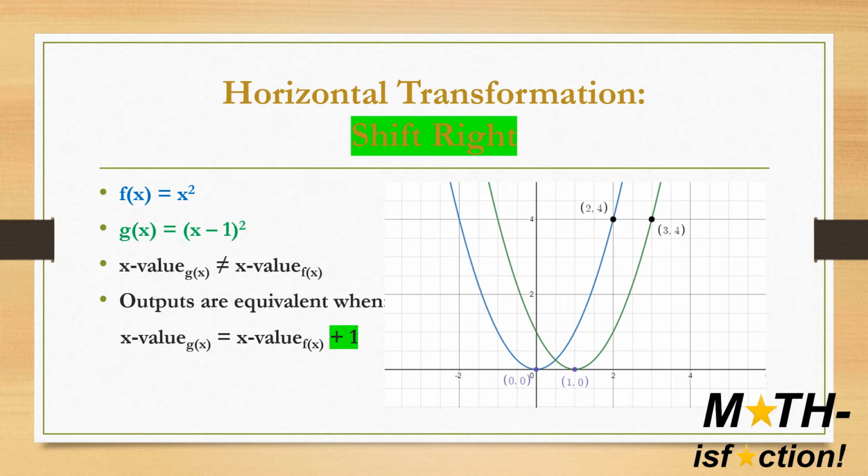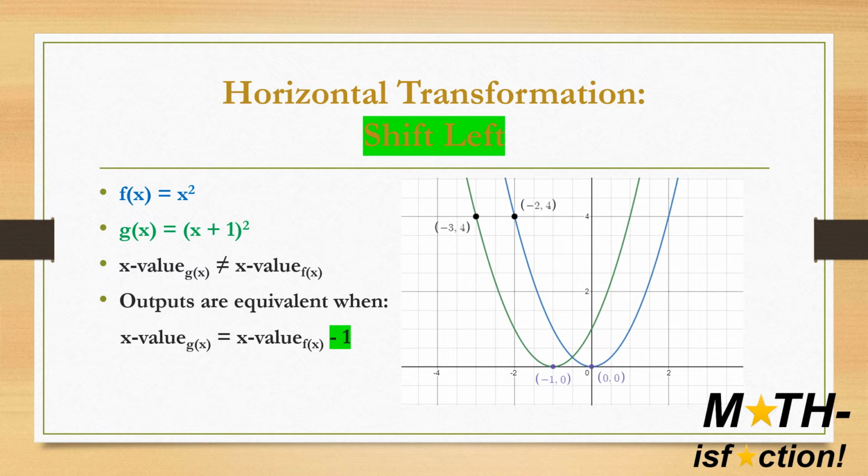Let's look at a shift right. The parent function for a quadratic is f of x equals x squared. This g function, x minus 1, then squared, will be a shift 1 unit to the right. If it were a function with x plus 1 squared, that would be a shift of the function to the left. You see this in the next slide. The new function is compared to the original parent function, f of x.